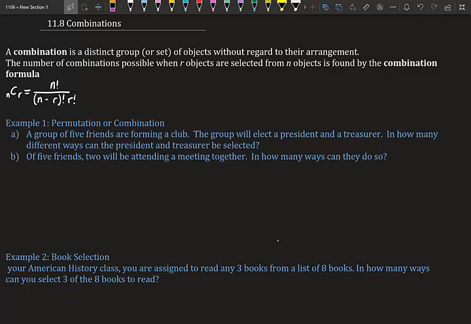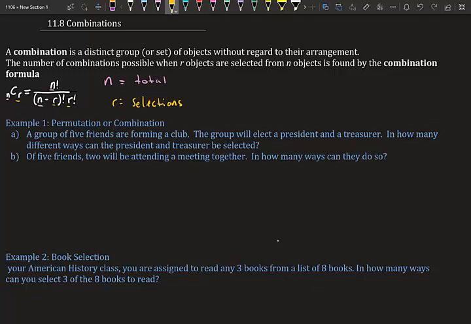N and R mean things. N, that's always going to be your total, just like with probability. And then our R, that's your selections. So just like we did it before, it's always selection over total. It's still the same numbers, we're just using a formula now. So it's n factorial over n minus r factorial.